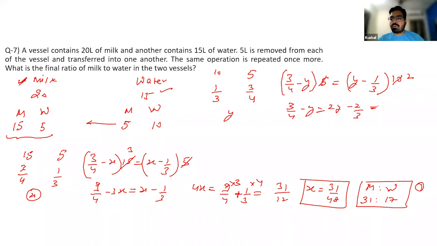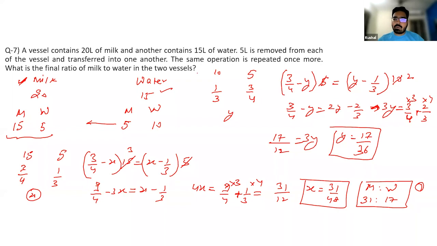So if we go further, we will get what? 3Y, which is equal to 3/4 plus 2/3. Let's just try and solve this. You will get 12 as the LCM. So multiplied by 3, multiplied by 4, 9 and 8, 17, which should be equal to 3Y, and Y should be equal to 17/36. This is the strength of milk in the final solution for the second vessel.